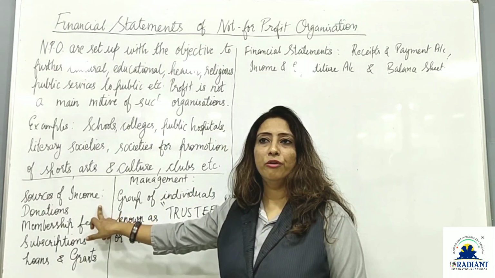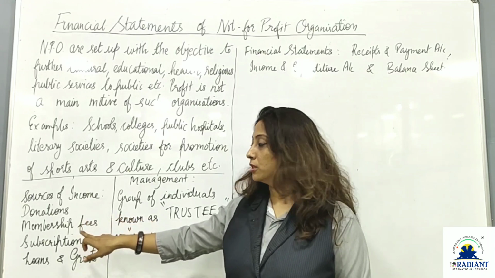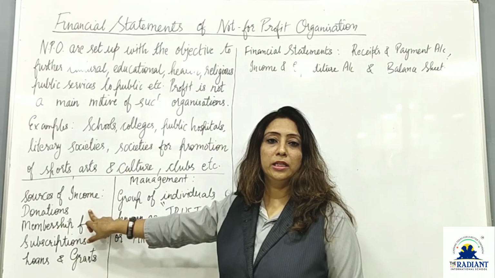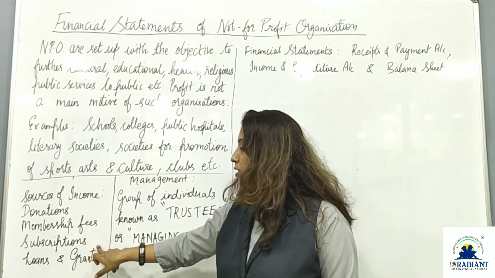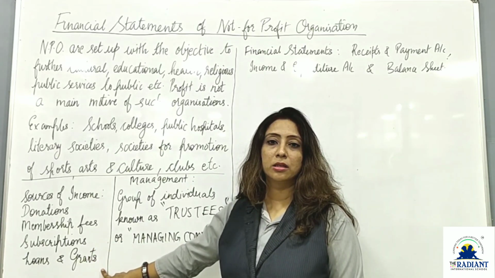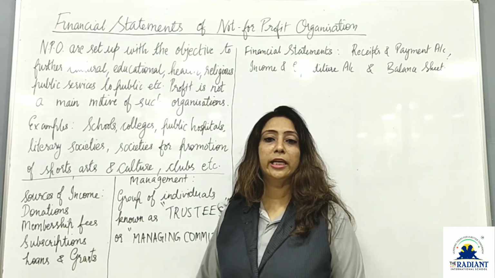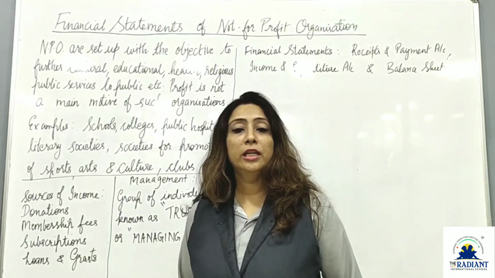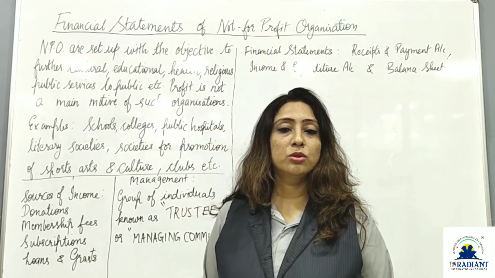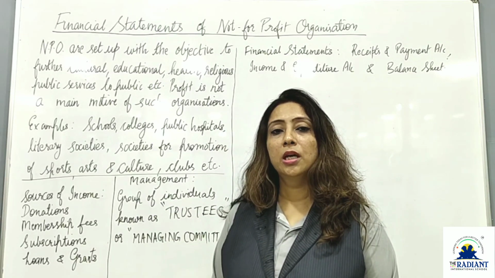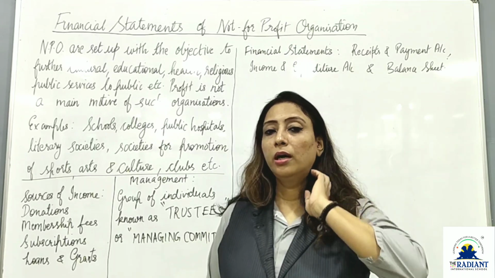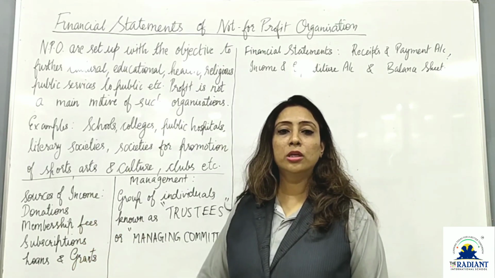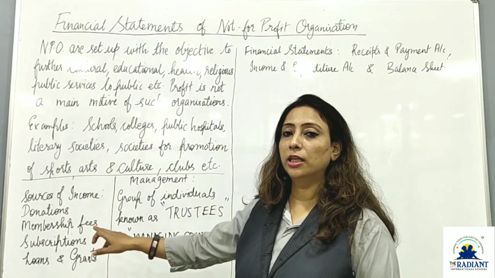Now here we have some sources of income. The ways to get income are donations, membership fees, subscriptions, loans and grants. Loans, grants and donations are a little bit similar. They can be given by the government, by certain financial institutions, or by individuals belonging to higher class families who are willing to provide some help to such organizations. This is how NPOs create the funds to start their business.